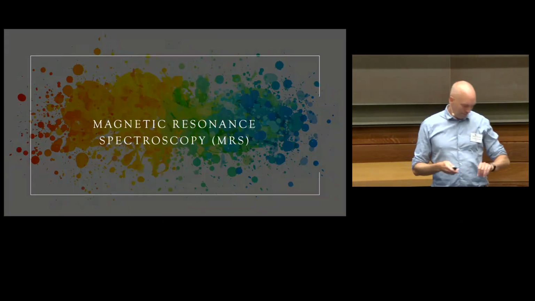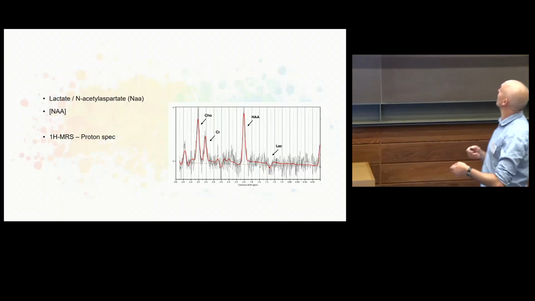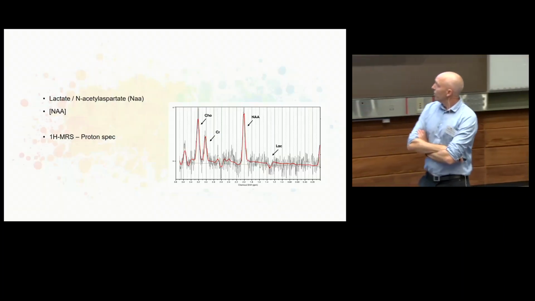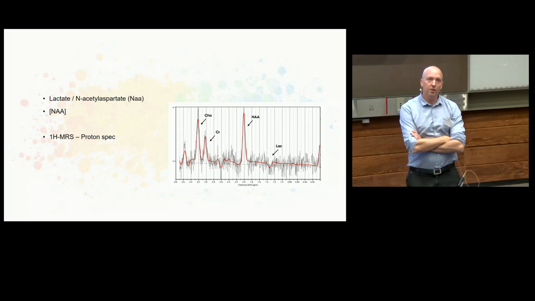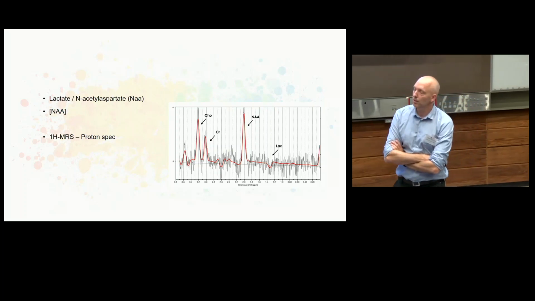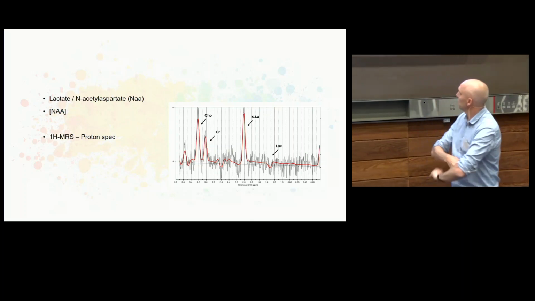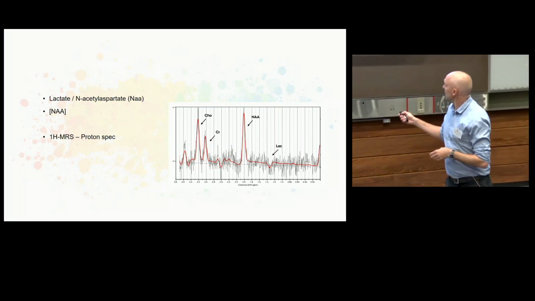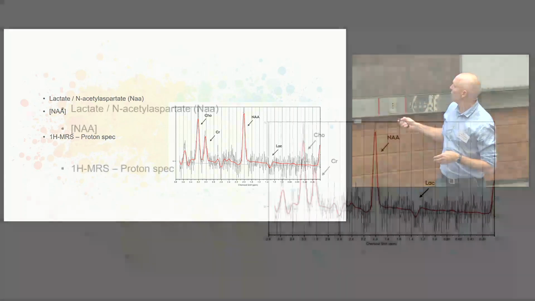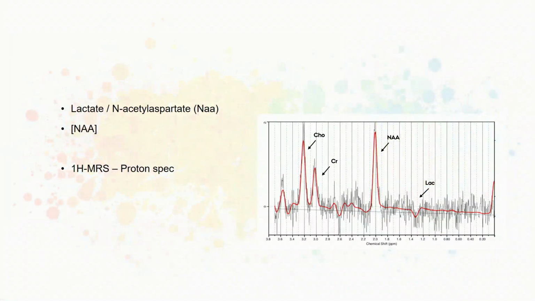So MRS. Phosphorus spectroscopy is not used so much anymore, to my knowledge, anyway. So proton spectroscopy can give you these shifts depending on the, at least relative, amount of different metabolites. And notice here that a peak can also be negative, but just pay attention to this negative lactate peak.